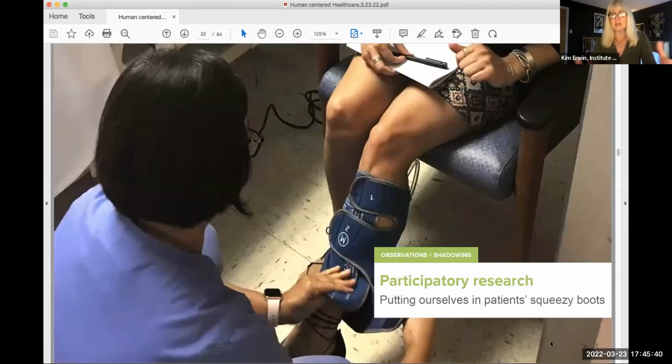So we did a number of things. One of the things we did is try on these delightful devices called intermittent pneumatic compression devices, IPCDs. IPCDs are squeezy boots. They put them on the calf and they pump through air pressure. They create circulation in the calves.